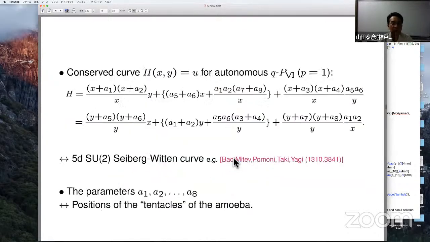Okay. And this curve is known as the 5-dimensional divergent curve, and the parameter H corresponds to the position of the tentacles of the amoeba, and on the gauge theory side, they correspond to the mass parameter of the gauge theory.